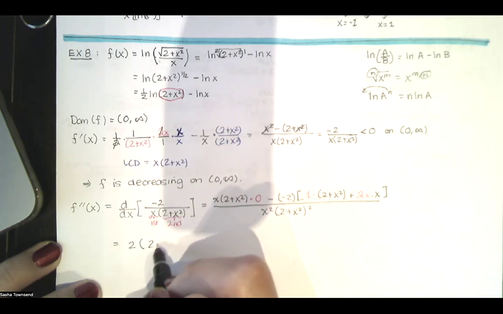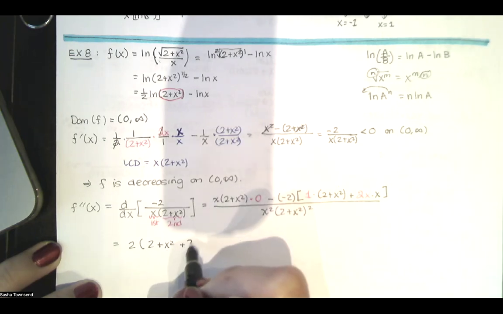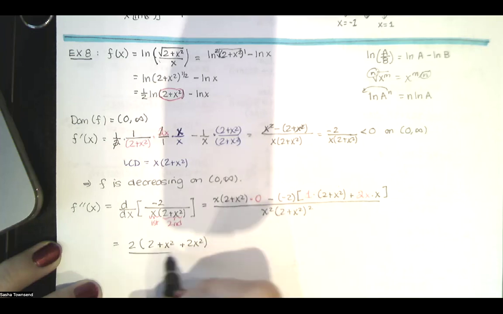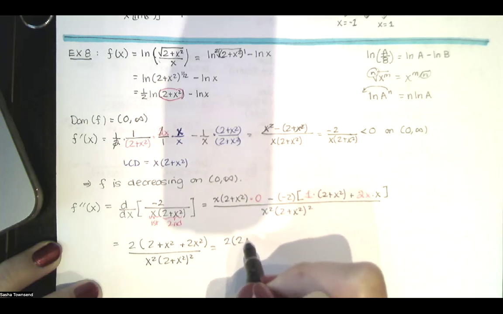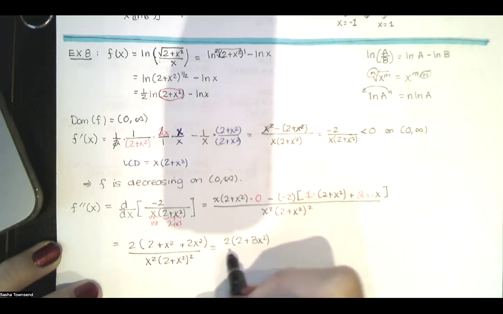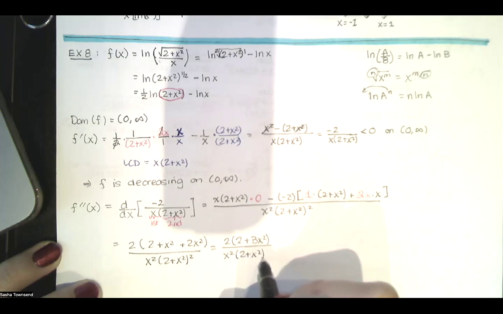We got 2 plus x squared plus 2x squared, and we can collect like terms. It's going to be 2 times 2 plus 3x squared, all divided by x squared times the quantity 2 plus x squared, squared.